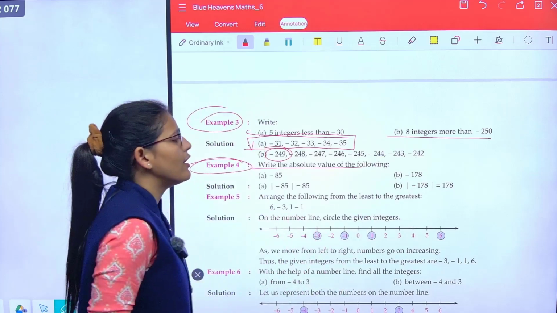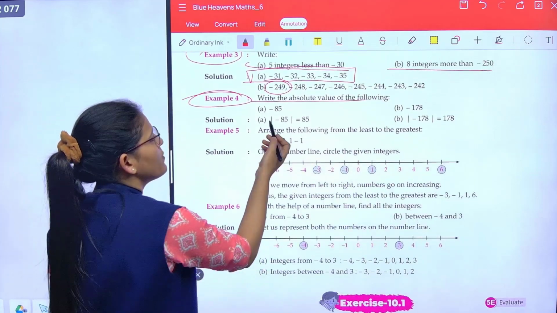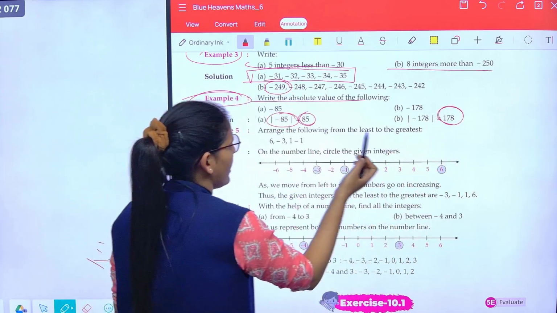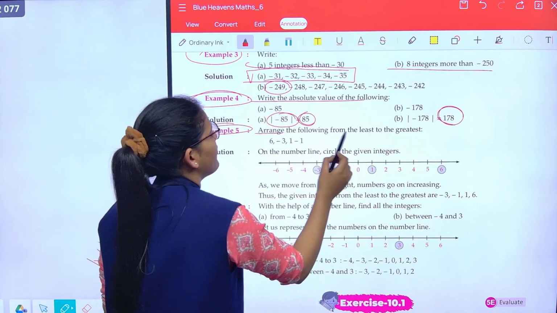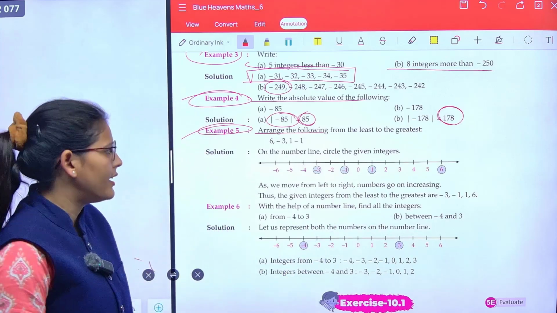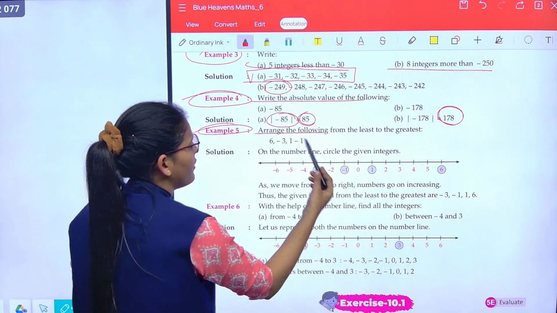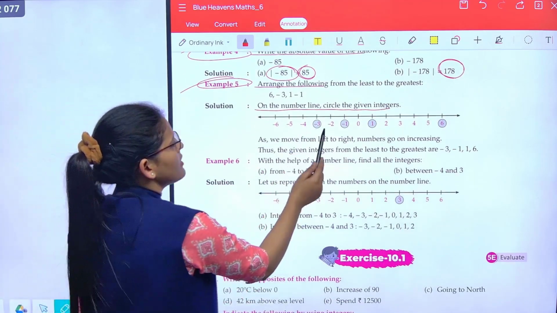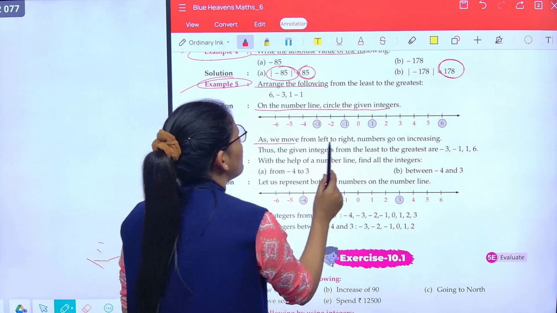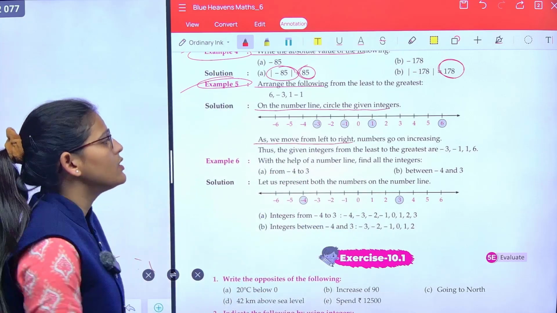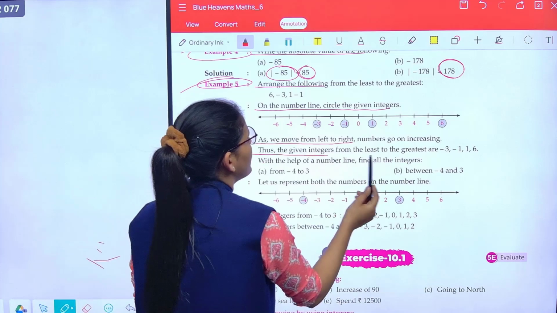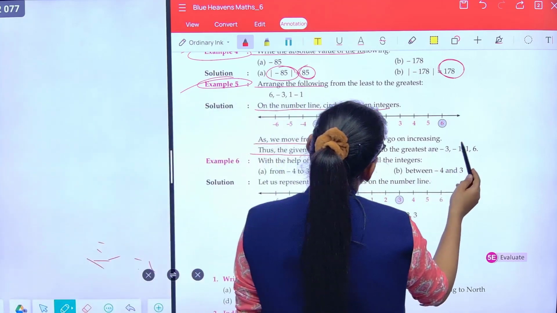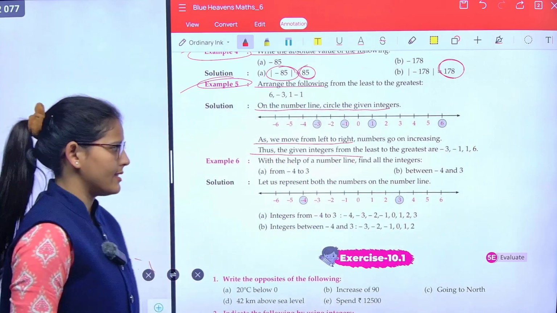Example number 4. Write the absolute value of the following. For absolute value we will apply the sign, and the minus will disappear. Now example number 5. Arrange the following from the least to the greatest. On the number line, circle the given integers. As we move from left to right, numbers go on increasing. Thus the given integers from the least to the greatest are -3, -1, 1 and 6.